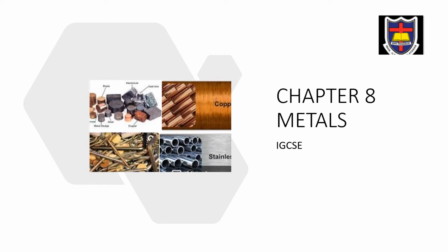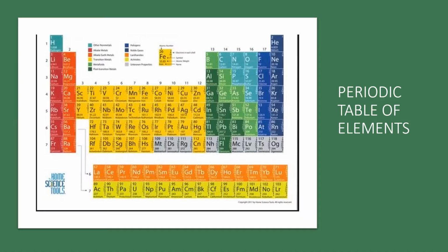Hello students, this video is about Introduction to Chapter 8 Metals. Here you have the periodic table of elements starting from hydrogen, proton number 1, going down the group.